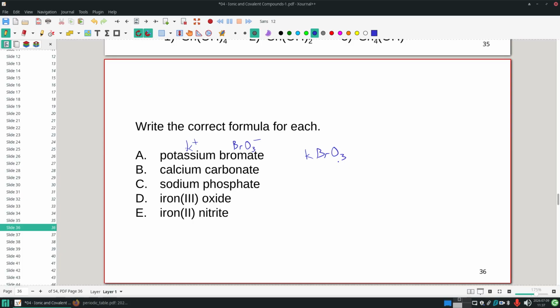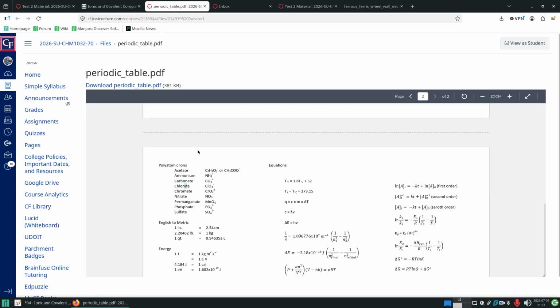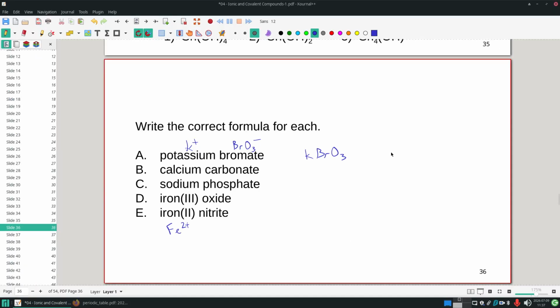And then our last one, E. I don't need to figure out what the charge of iron is. It tells me. I just got to figure out what nitrite is. So back to the family on the periodic table. I got nitrate as NO3 minus. So since we remove an oxygen to make a nitrite, nitrite must be NO2 minus. And to balance out those charges, I'm going to need 2 of those nitrites, giving us Fe(NO2)2.